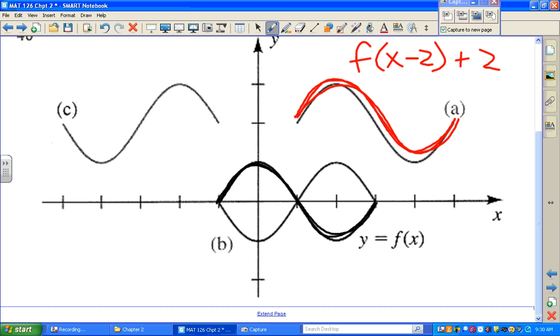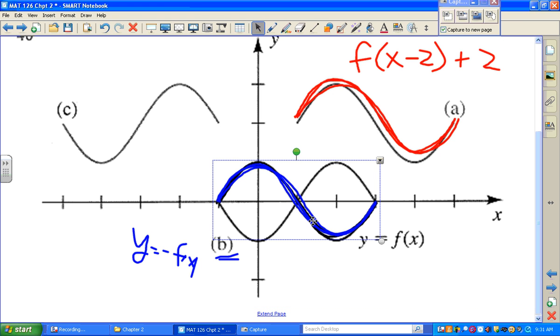Okay? Fantastic. Hopefully it is. How about if we're going to B? B is right here. Yeah, you're just going to flip it, right? So y equals negative f of x. Just flips the graph. Then what about C?